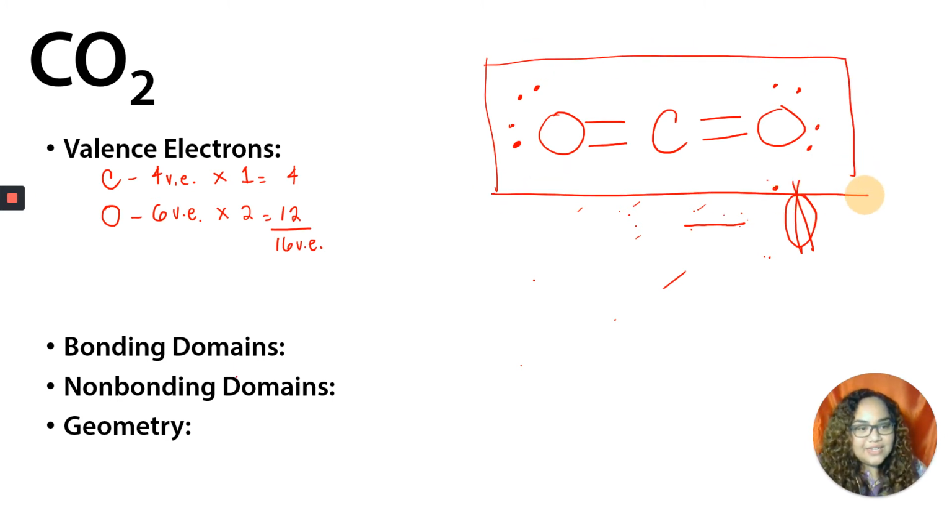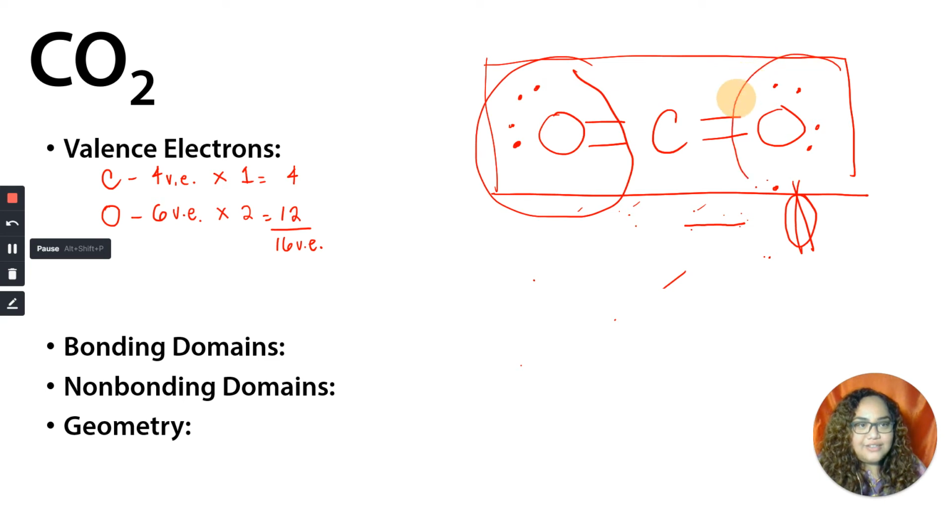Now, let's look at some things that we have to identify. We have to identify the number of bonding domains, the number of non-bonding domains, and lastly, the geometry. So if you look at this, let's look at the bonding domains. How many bonding domains are there? All you have to do is just look at the central atom. How many things are bonding to the central atom? You have this oxygen right here, and this other oxygen right here. So you would say that there are 2 bonding domains.